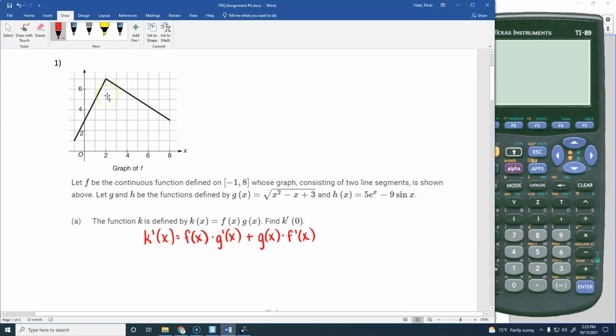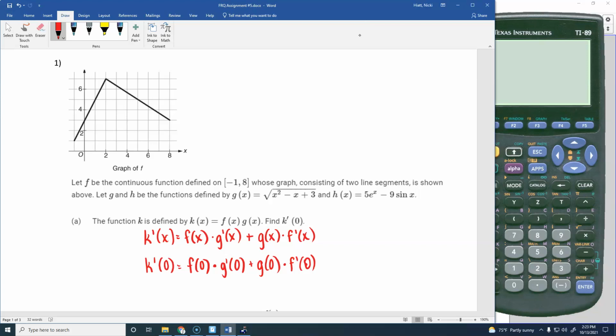F is the graph only. Alright, so this is just product rule. This is the definition of product rule, basically. Right? So, we're finding f of 0 times g prime of 0 plus g of 0 times f prime of 0. So, we need f of 0, f prime of 0, we need g of 0, and g prime of 0.